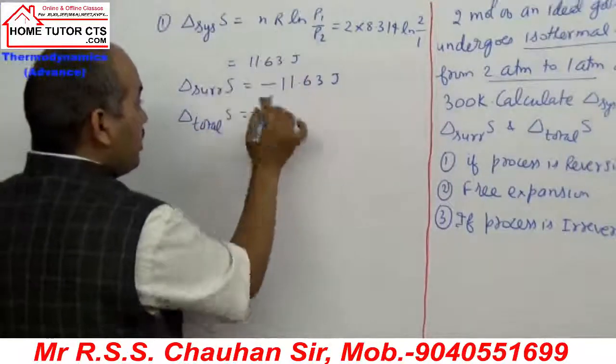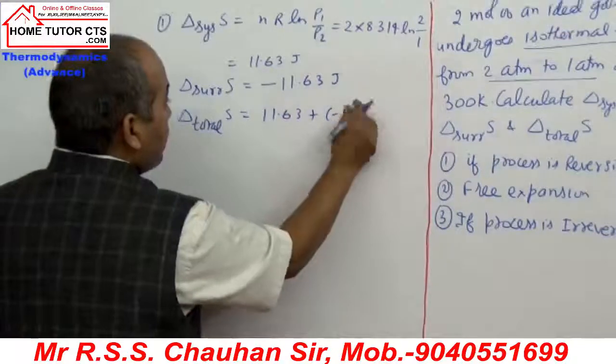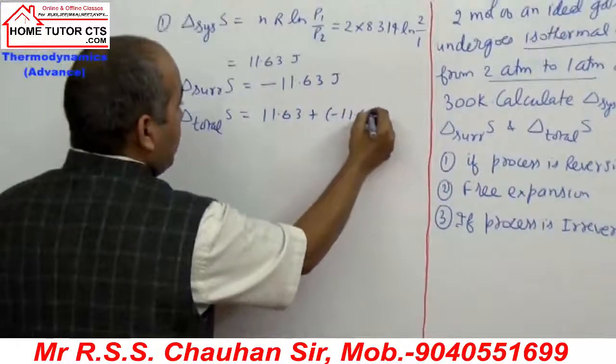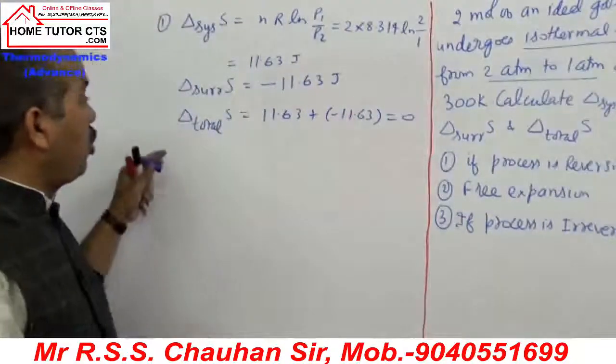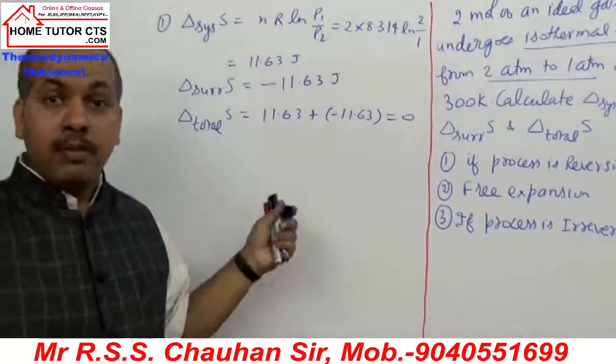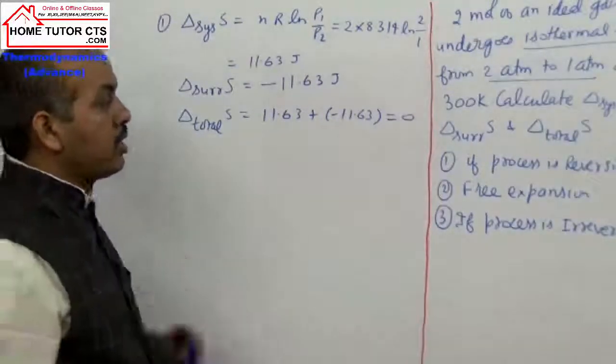Delta S system plus delta S surrounding, so 11.63 plus minus 11.63 will be how much? 0. It is known to you already. Total entropy change for a reversible process will be equal to 0. That is how this bit 1 is covered.